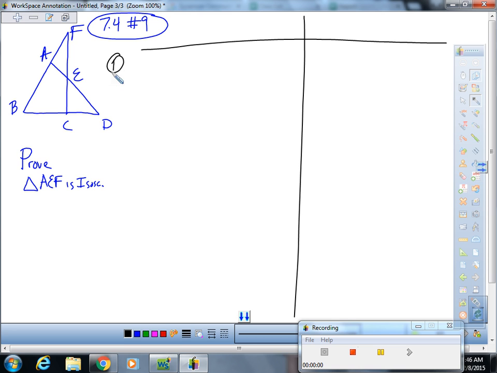Okay, this is a proof, number 9 from 7-4. We are given that AB is congruent to AD, and we are given that FC is perpendicular to BD. So we know that this side is congruent to this side. Not the best of pictures.